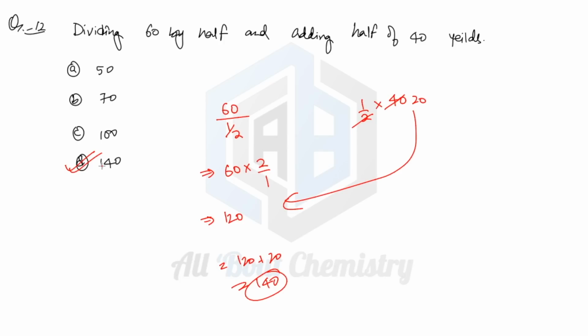Although if you just do half of 60, that becomes 30, and half of 40 becomes 20, you might be getting 50 also as the answer, but I think that's not correct. This should be the correct one depending upon the language, depending upon the sentence they have mentioned.